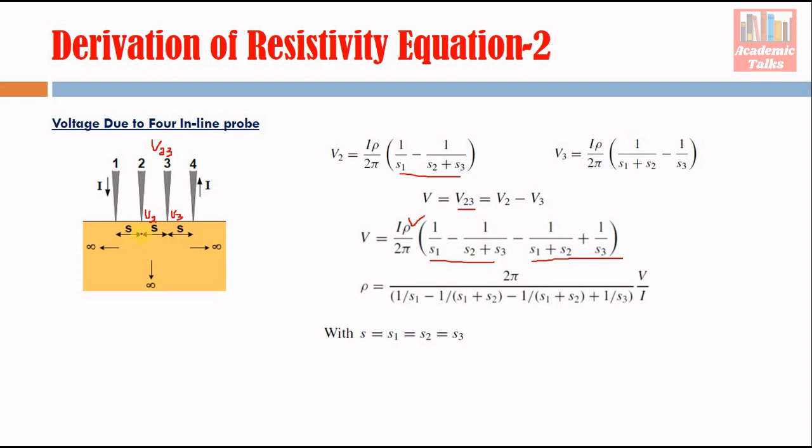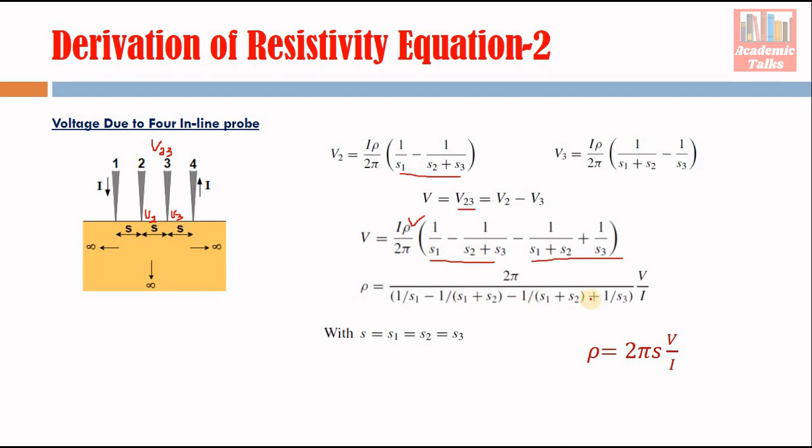So you see here in this diagram also they are shown just like S, because in most of the experimental setups, this S1, S2, S3 is the same, and that is indicated by S. So if we replace S1, S2, S3 by S and we solve it again, we will get this equation.